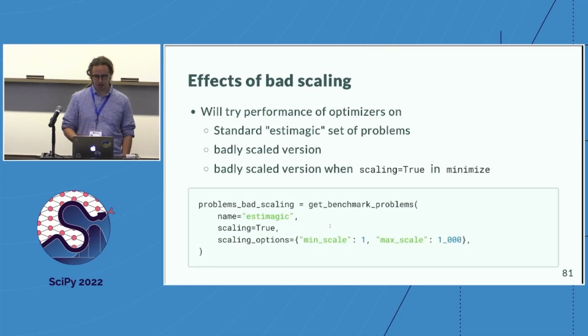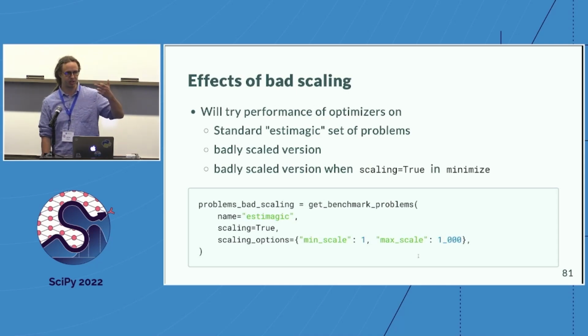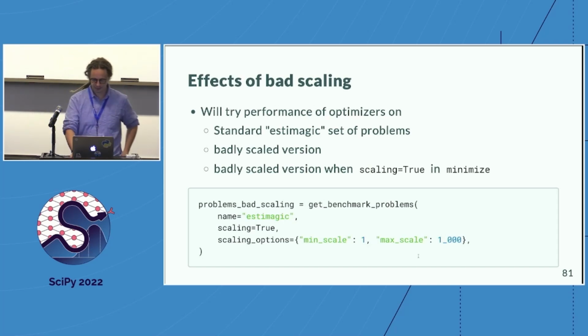So I want to show you the empirical effect of bad scaling. For that, I will use the standard Estimagic set of benchmark problems, a badly scaled version thereof, and a badly scaled version where we set scaling equals true in Estimagic and let it do its magic. So this is how I called get benchmark problems for the plots that you're going to see now. We set scaling equals true, and the scaling options are min scale 1 and max scale 1000. So this means that compared to the original problem, the first parameter entry gets multiplied by 1, the last one by 1000, and the rest by a linspace between those two numbers. So the difference is 3 orders of magnitude.